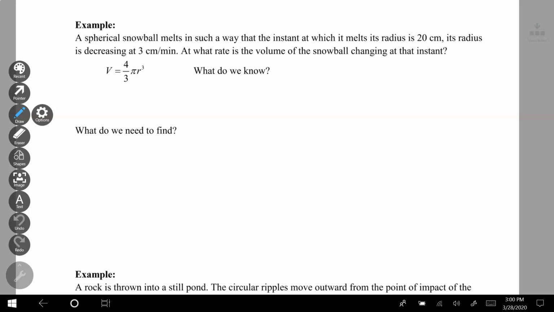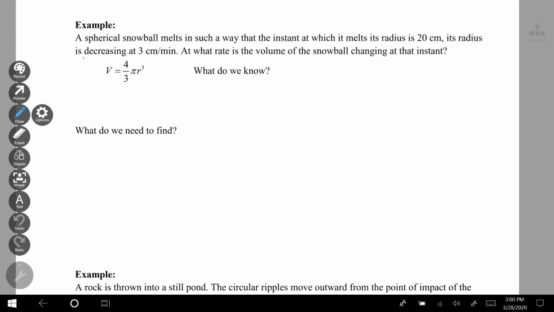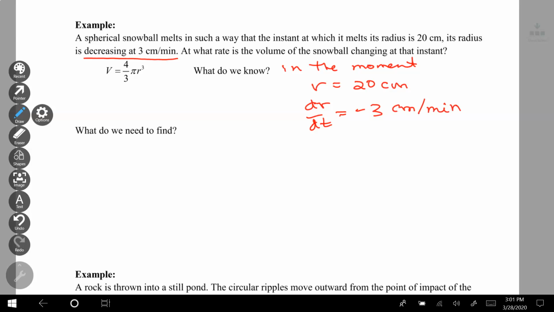Okay, last page. We have a snowball that is spherical and it is melting at 3 centimeters per minute when the radius is 20. Obviously, if it's melting, its radius is decreasing. So what do we know? I know in the moment, right now, my radius is equal to 20 centimeters. My dr over dt, or the rate of change of the radius, is equal to -3 centimeters per minute.